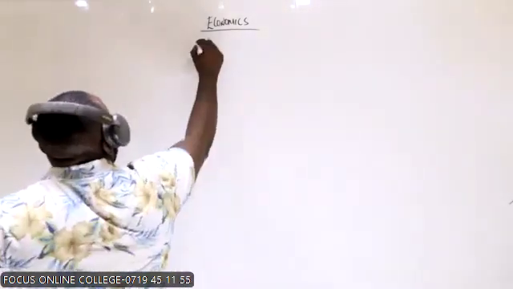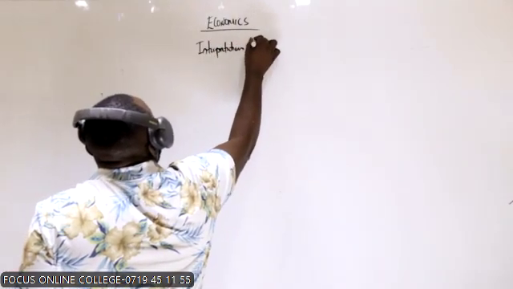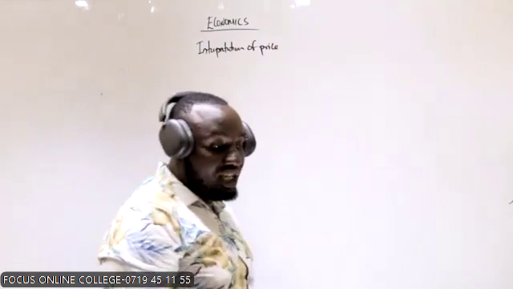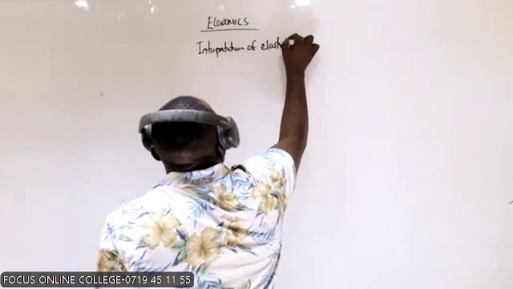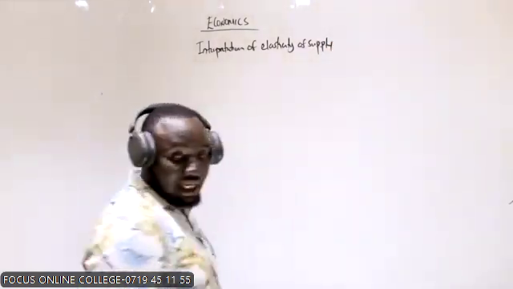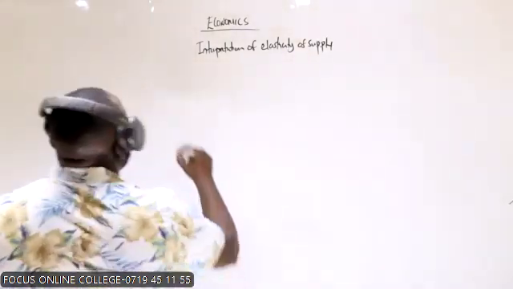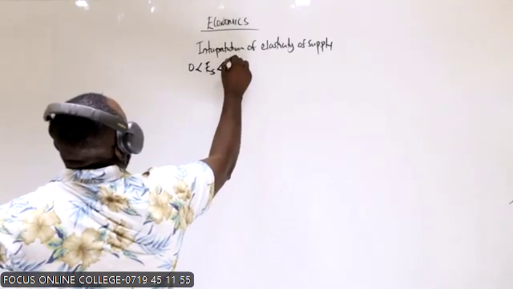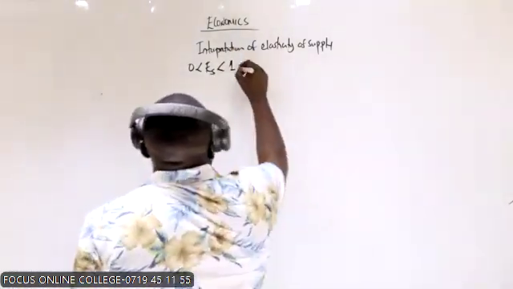What do you call interpretation of price elasticity of supply? How do we interpret elasticity of supply? So one, we have zero less than elasticity of supply, elasticity less than one. Less than one. This is supply.